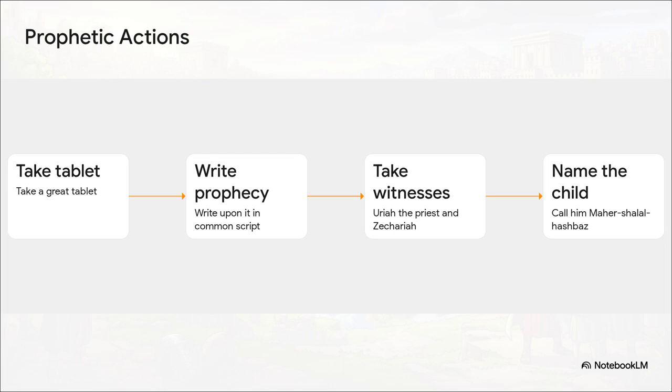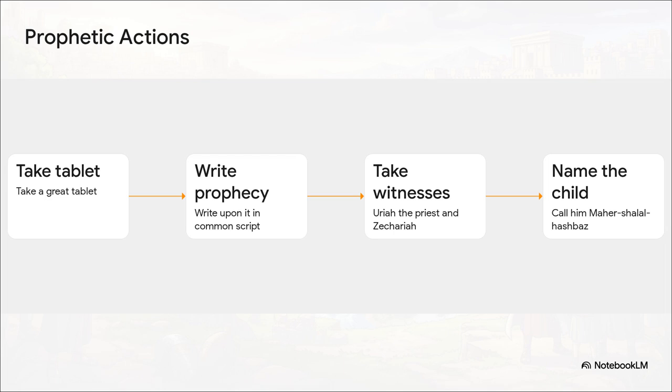Second, he actually writes the prophecy down on this tablet. Third, Isaiah takes faithful witnesses to record this. The text specifically names Uriah the priest and Zechariah the son of Jeberechiah. These are highly reliable, prominent guys in Jerusalem. They're there to verify that the prophet wrote this specific warning down way before any of the historical events actually happened. It totally ensures the prophecy's authenticity.